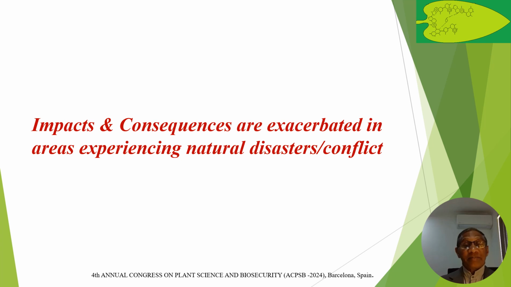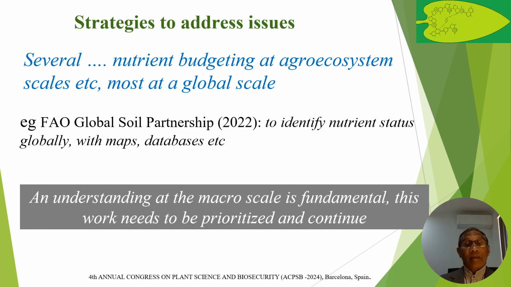So what are the impacts and consequences of these? Obviously, these impacts and consequences are exacerbated in areas with natural disasters and conflict. And so what do we do about this? So several strategies have been attempted to address issues, several like the nutrient budgeting at agrosystem scales, and most of the attempts and strategies have been at a global scale, and the FAO has been leading in this area.